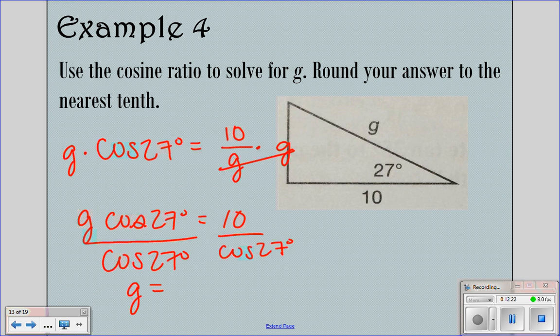If you plug that into your calculator, it says round to the nearest tenth, so you should get 11.2. And so that would be your answer for that one. Okay?